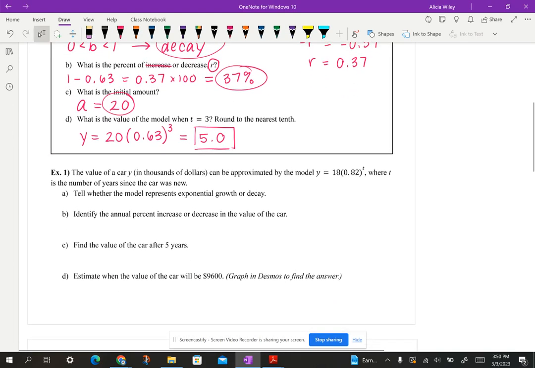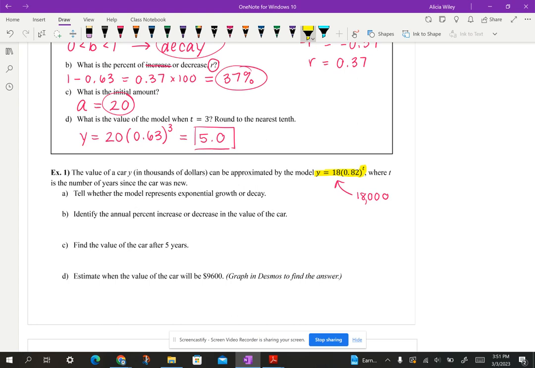All right, moving on, let's look at some other examples here. It's just a little bit more practice. So the value of a car, y, in thousands of dollars. What that means is that this number in front, this initial amount, 18, actually means 18,000. If you wanted to rewrite it as 18,000, you could, but I think it's just so that we don't have so many zeros all over the place. So that's basically what they're talking about. So here we have our model, y equals 18 times 0.82 to the power of t.